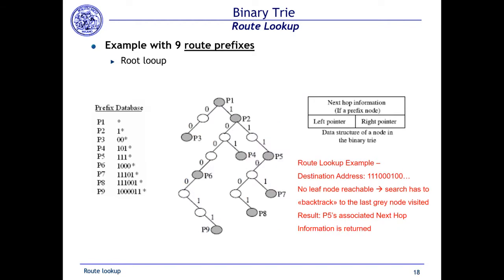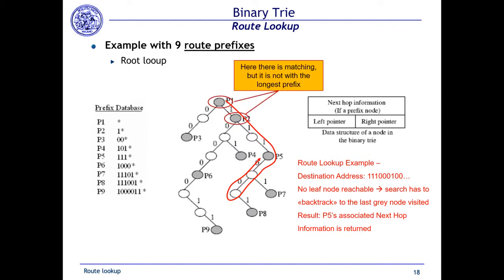Sometimes this situation may happen: this is another destination address on the same trie. If you map it as a path on the trie, you see that it's 1, 1, 1, so you cross P1, P2, P5. Then there is 0, 0, and then there is another 0. So you go down here, and then you should go on the left. But here you don't have any node. So it means that you cannot go any further. This path cannot continue, and so you have to backtrack to the last node that has been visited. So the final result of this second lookup would be P5. This is the longest prefix match.